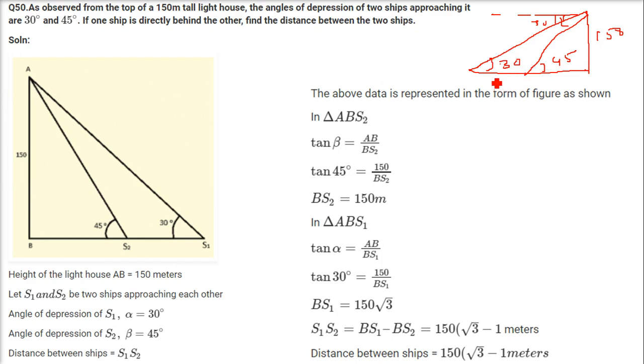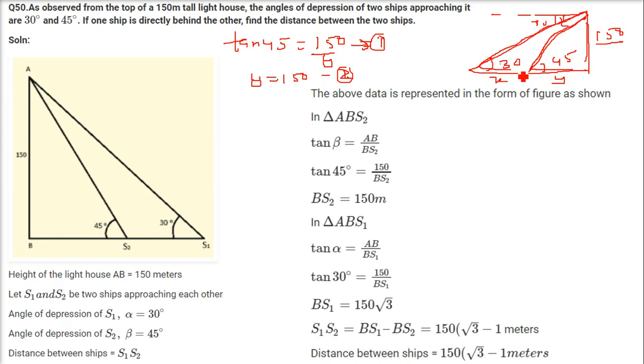So now the distance between the two ships, this x we have to find. Let us assume this to be y. Ultimately we have to find x. First we'll take this triangle, the smaller one. So tan 45 will be what? Tan 45 will be equal to 150 by y. This is equation 1. Tan 45 is 1, so y will be equal to 150. So y is 150.